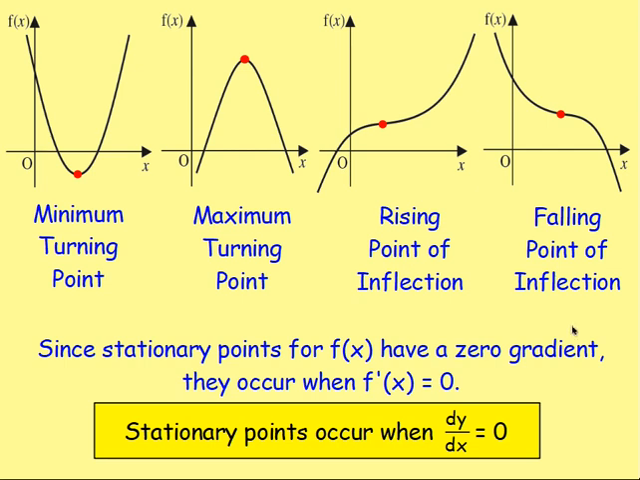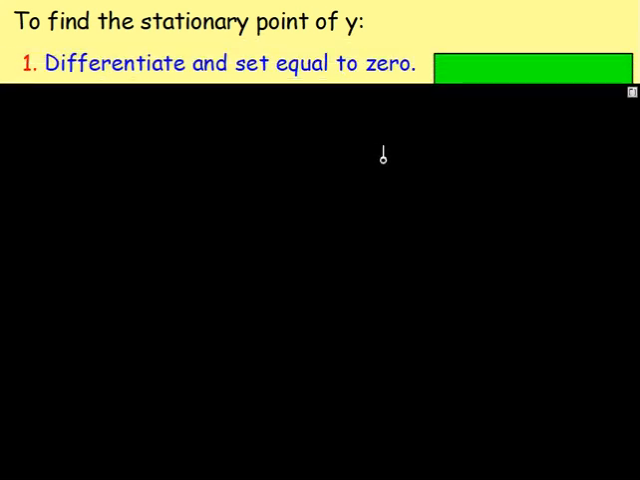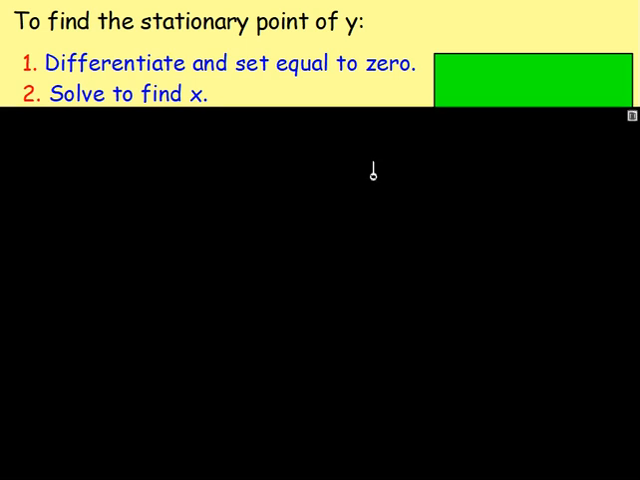So how do you work out the stationary point then? How would you work it out if you were given a function? If I gave you y equals something in terms of x, how do you go about getting it? Well, first of all, you want to differentiate your function and you set it equal to 0, because you know stationary points occur when dy by dx equals 0. You would then solve that to find x. You want to find the x value that makes the derivative equal to 0.